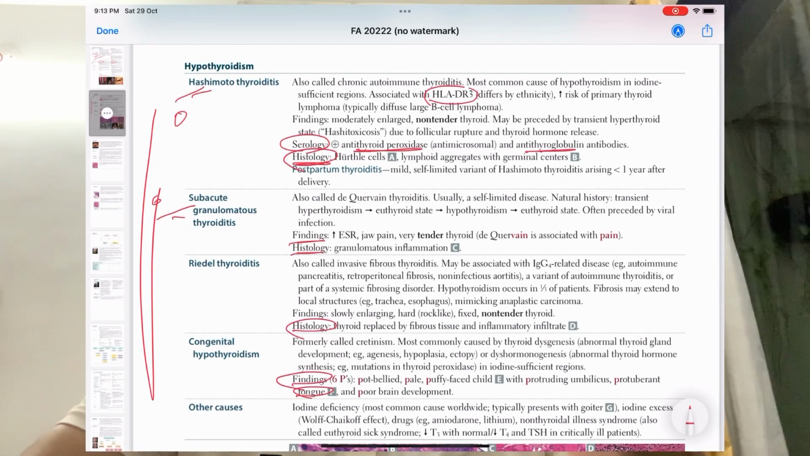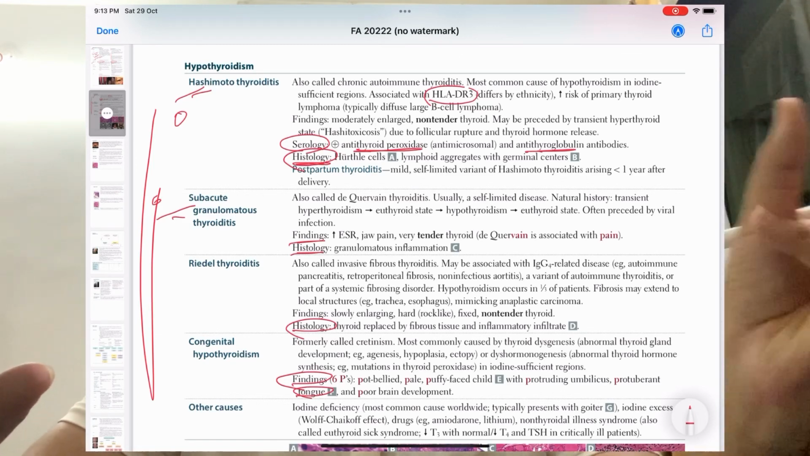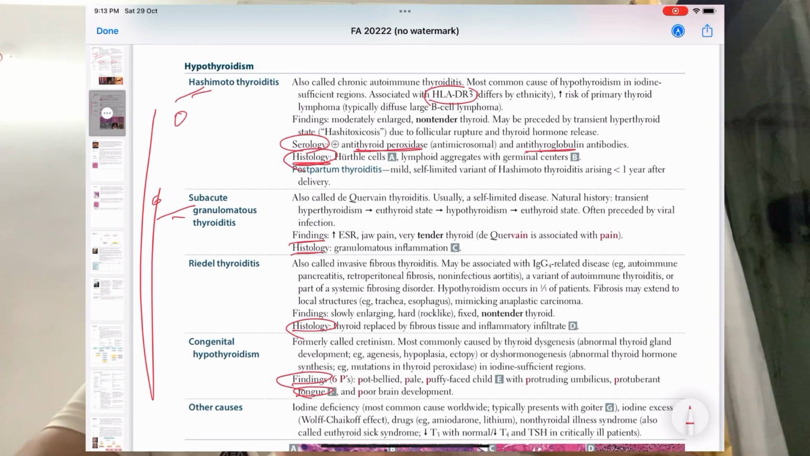Second, subacute granulomatous thyroiditis is the only thyroiditis that will involve pain in the neck when a patient is hypothyroid. The question will be, there is a lump and there is a pain. Pain due to the thyroid gland is only seen in subacute granulomatous thyroiditis, that is de Quervain's. So these two, 1 and 2, are very important, but don't forget the rest.